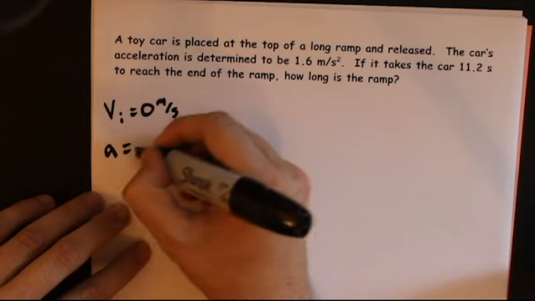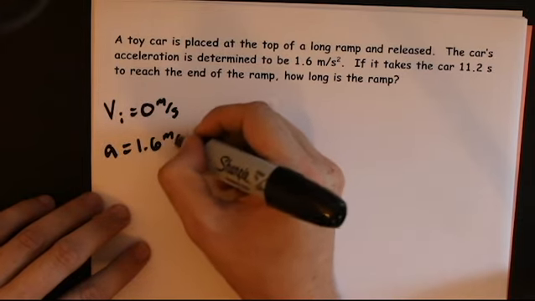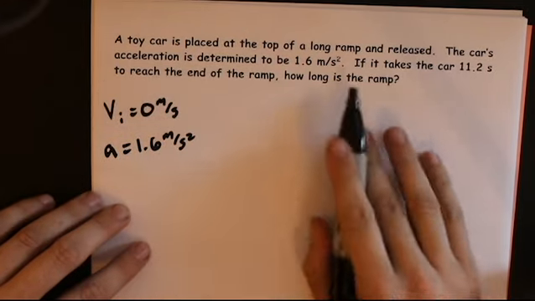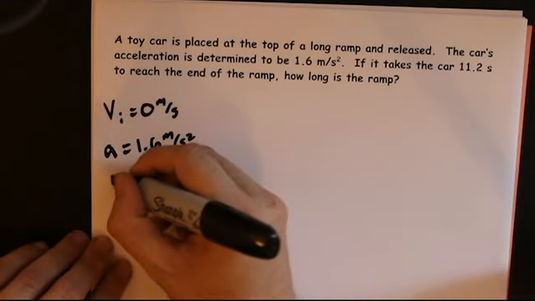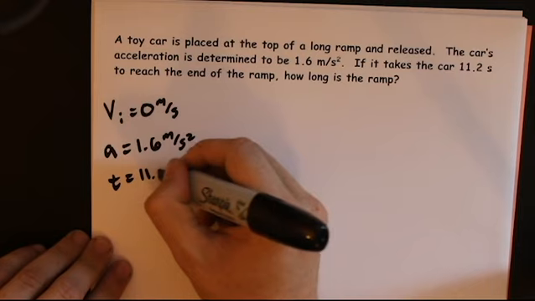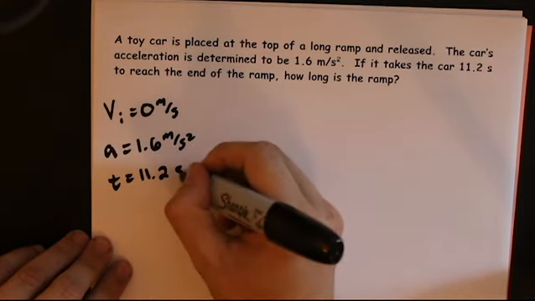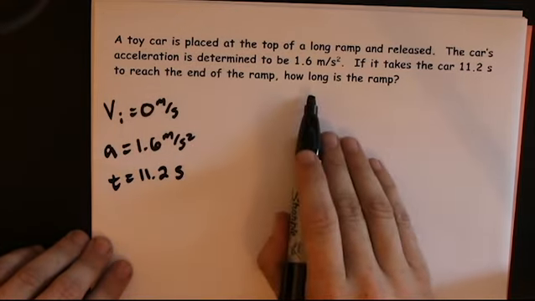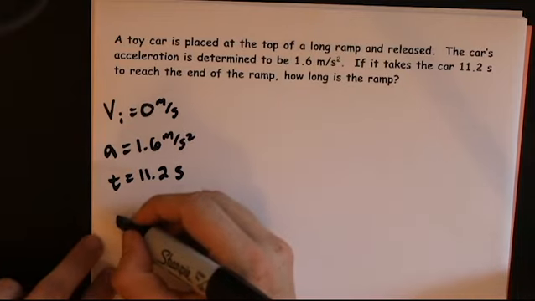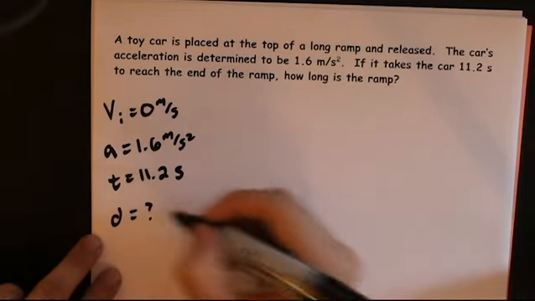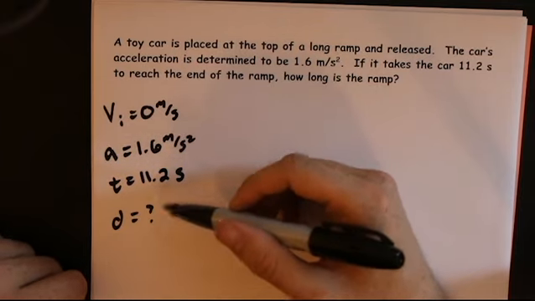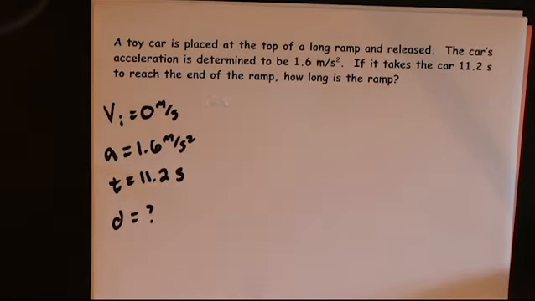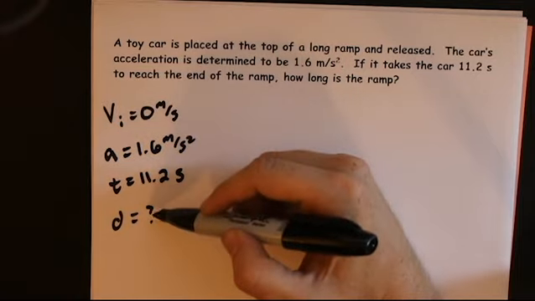So let's just write that down. 1.6 meters per second squared. If it takes the car 11.2 seconds, there's a time, 11.2 seconds to reach the end of the ramp, how long is the ramp? So we are looking for a distance. All right, so we have VI, A, T, and D. That's everything that we have that's given to us, and this is also what we're looking for.